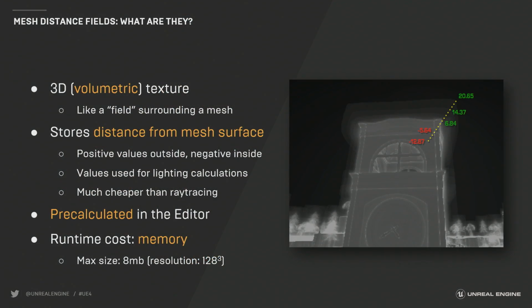Now that data is stored in a three-dimensional texture, and we pre-calculate that in the engine. We don't bother calculating it at runtime. That means it's very light on the CPU, but it does have a memory cost. It's stored essentially as texture data, so that does kind of pile up in RAM. The maximum size of a distance field is about 8 megabytes, which is 128 pixels in all three dimensions.